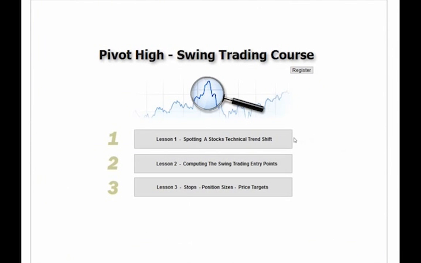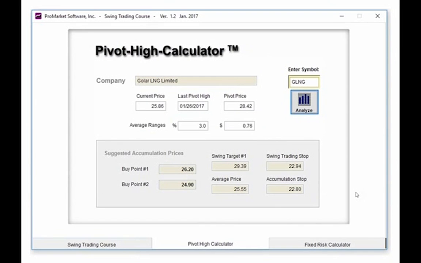Again, the main screen, you got 4 trainings. Each one is a video that teaches you how to spot a stock that's in a technical trend shift. You're going to compute the swing trading entry points, and you're going to compute your position sizes and price targets. The Pivot High calculator, in the latest version that I came out with this year, I added some new features to it, which is one, you got a swing trading target. That's your very first target, which is going to be based off of, again, the ATRs and the ranges in that particular stock. You get your 2 buy points.